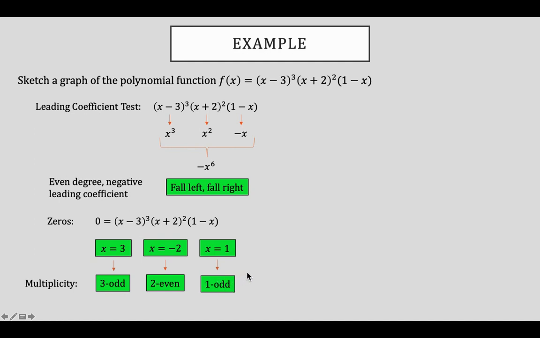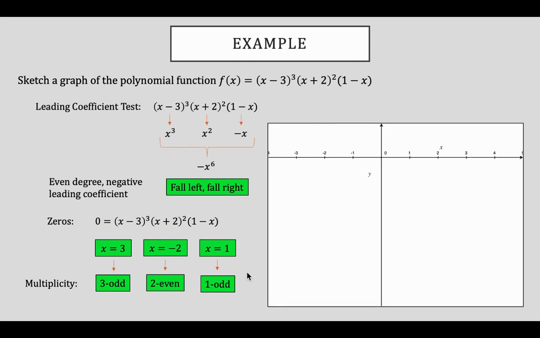Once we have all that information laid out, we can begin to sketch our graph. We draw out our coordinate plane and start off by plotting our zeros. Notice we have a zero here at x equals negative 2. We have a zero here at x equals 1. And we have a zero here at x equals 3. Plot those zeros. After you plot the zeros, think about the end behavior of the graph. What does this graph have to do? It has to fall to the left and it has to fall to the right. So put in that behavior.